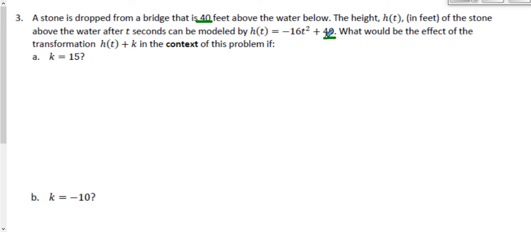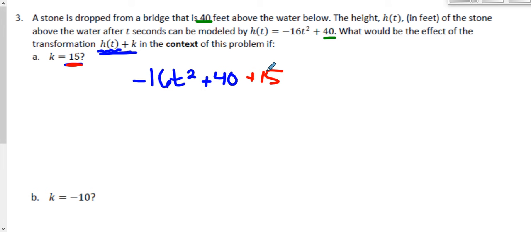I want to figure out what effect h of t plus k would have in the context of this problem. So I want to know what that plus k would do to the story. That means I have to take my function and add a number to the end of it. My function is negative 16t squared plus 40, and my job is to add a number to the end. The first number I want to add is 15. So let's see what adding 15 would do to this equation.